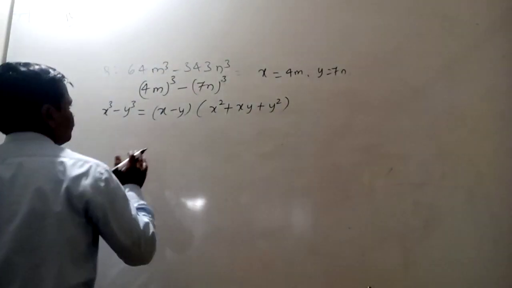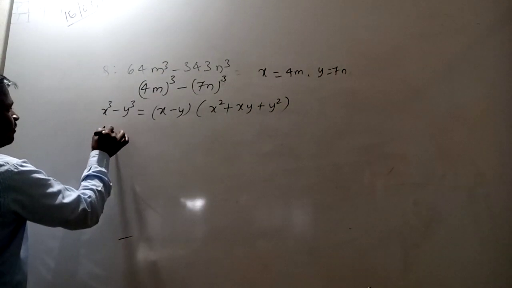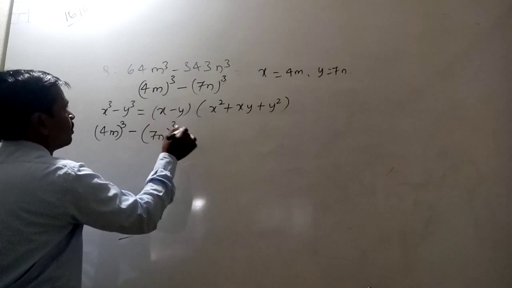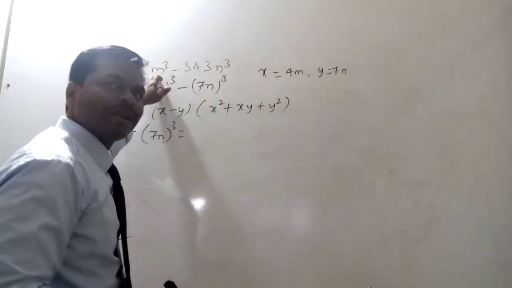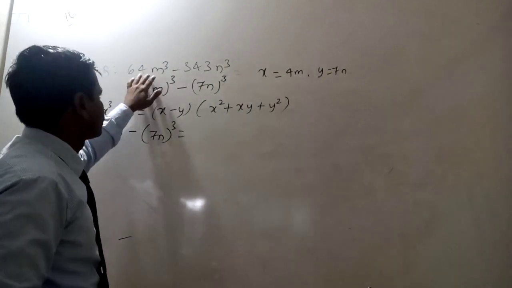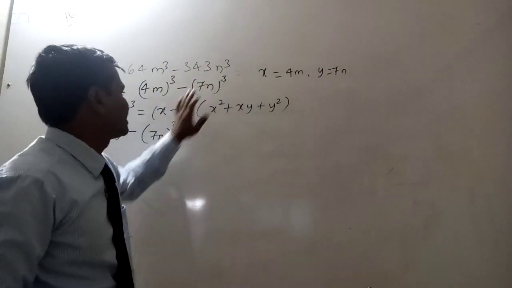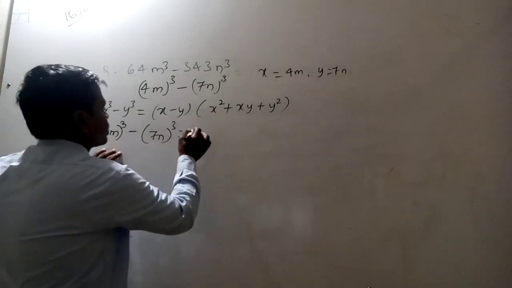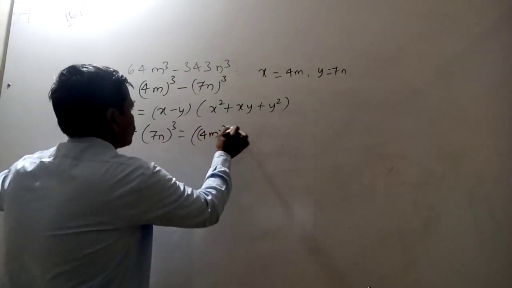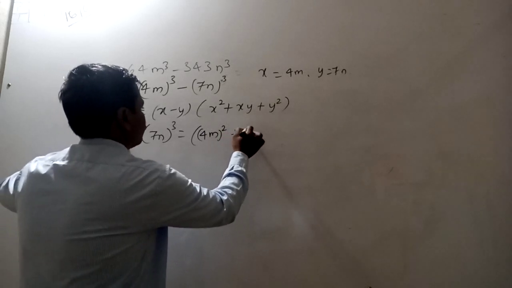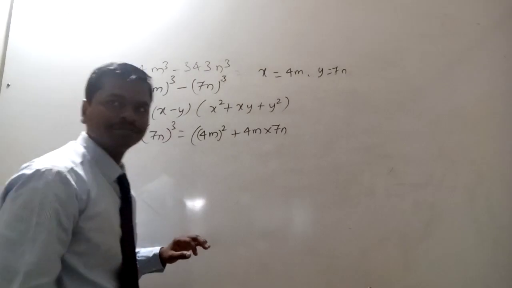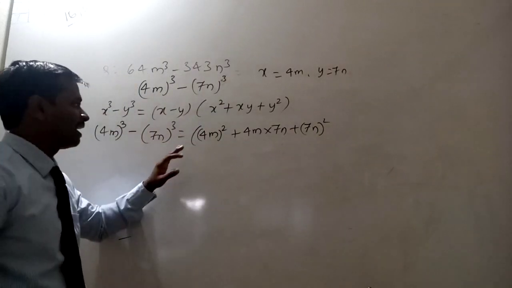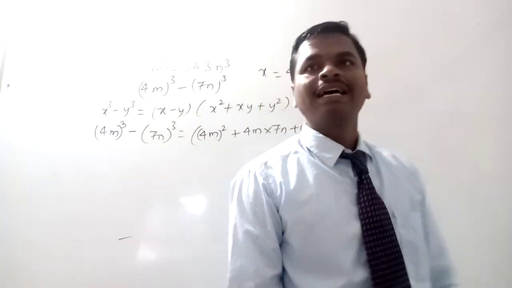What is here? 4m whole cube minus 7m whole cube. This way 64m cube is there, no? I am writing it in the simplest, standard form. Same question, 64 is 4 cube, 343 is 7 cube. That's why I am writing the given question in this form. Now x square means 4m whole square plus x into y, 4m into 7m. Next, y square, 7m whole square.